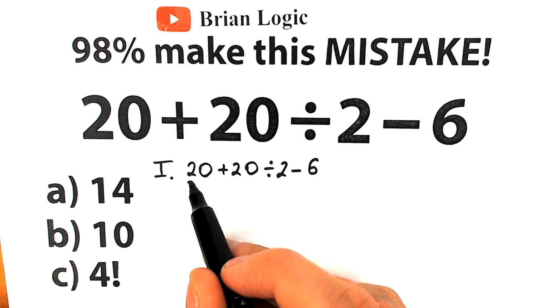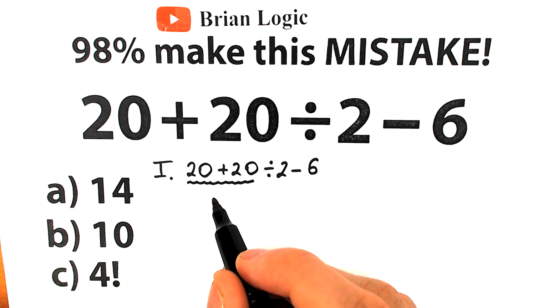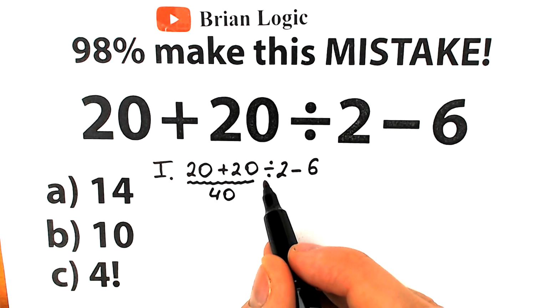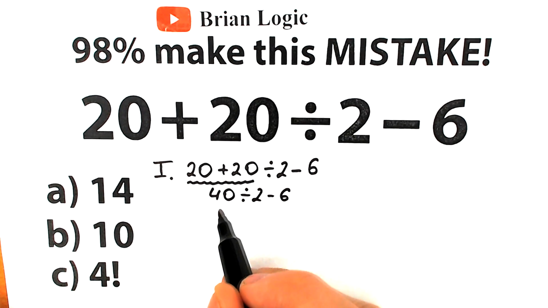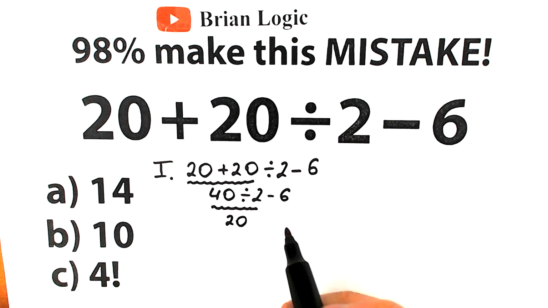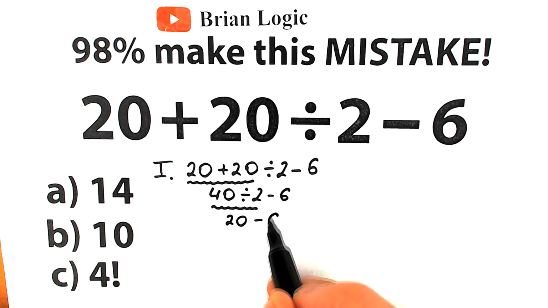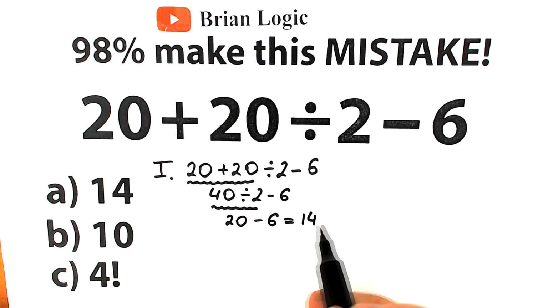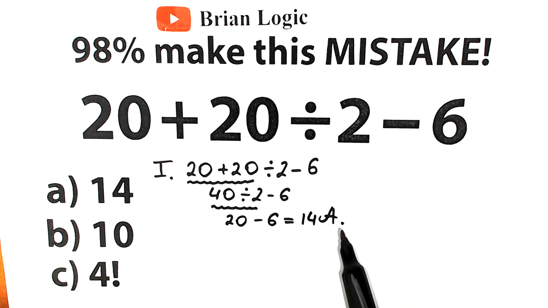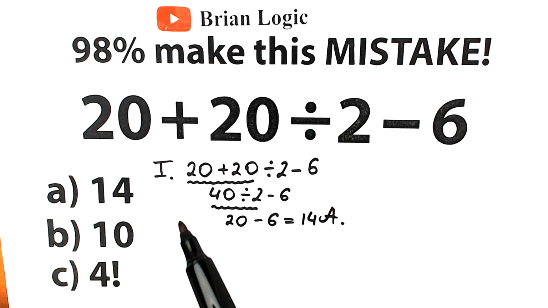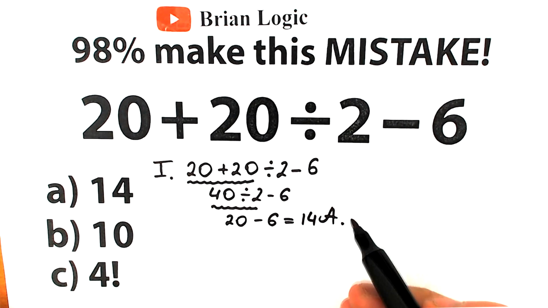For example, we have 20 plus 20 equal to 40. Then we have this expression. We still have this division by 2 and minus 6. Right now we have this division once more. So we have 20, because 40 divided by 2 equal to 20, and 20 minus 6 equal to 14. And we have this option. This is option A. So a lot of students solve this question like that, and they go to the next challenge.